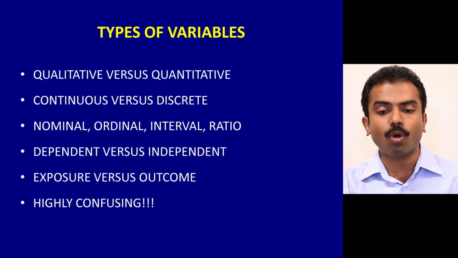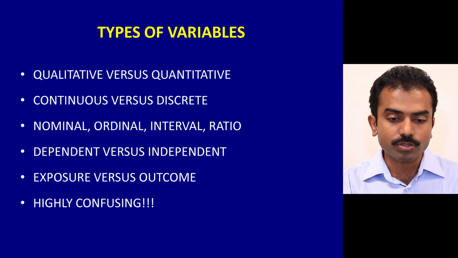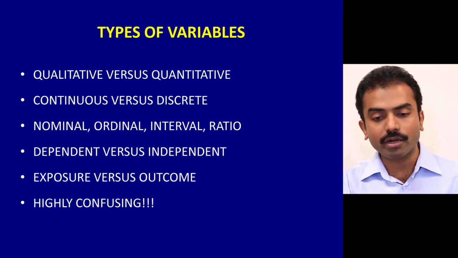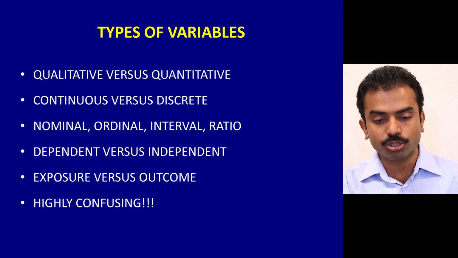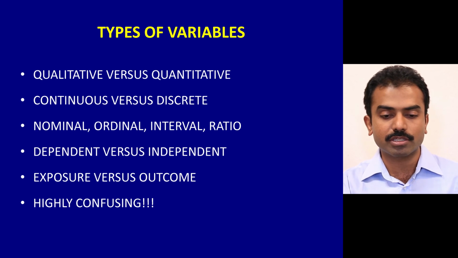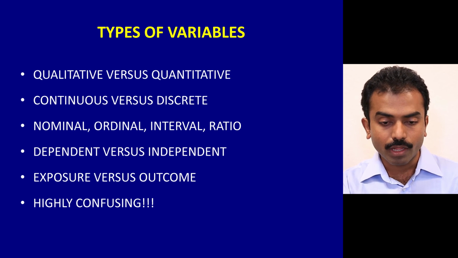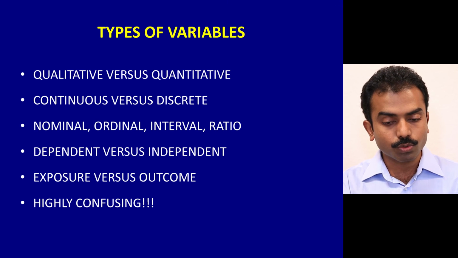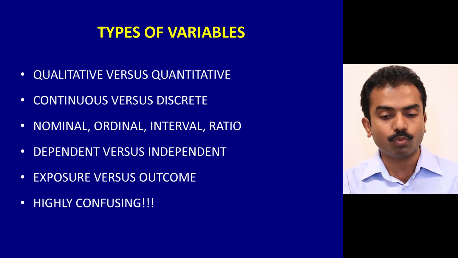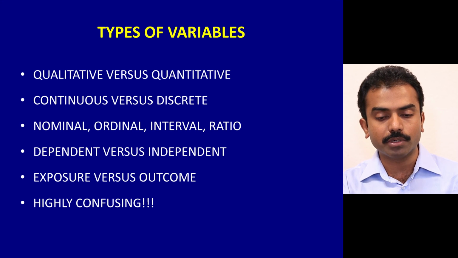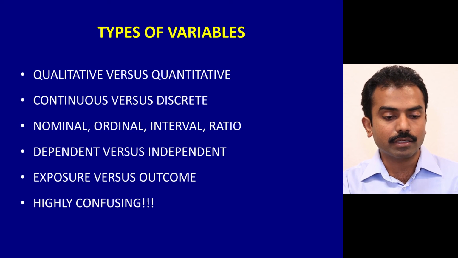Qualitative variables, quantitative variables, continuous variables versus discrete variables, nominal variables, ordinal variables, interval ratio variables, or dependent versus independent, exposure versus outcome. Sometimes it can be highly confusing with all this jargon. I think now it is very clear with our previous presentation as to what is an exposure variable and what is an outcome variable, or what is a dependent and an independent variable. So I'm not going to discuss that here.